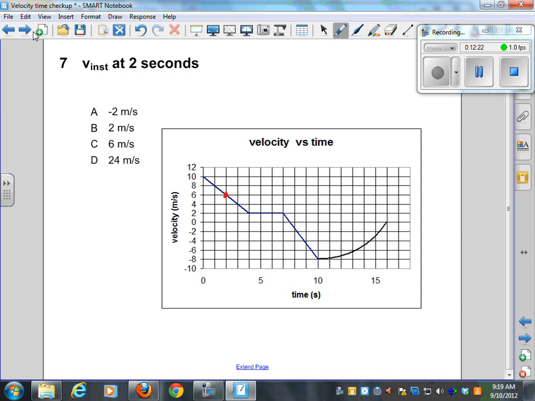It's V inst, it's a velocity time graph. At 2 seconds, we're just going to read it off the graph. The correct answer is C, which is maybe even worse, the fact that I have the answer right in front of me, right? What if I got it right on here? I just didn't look at the answer.